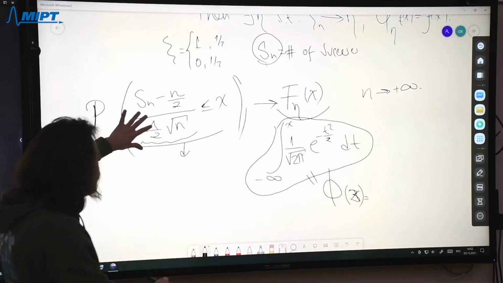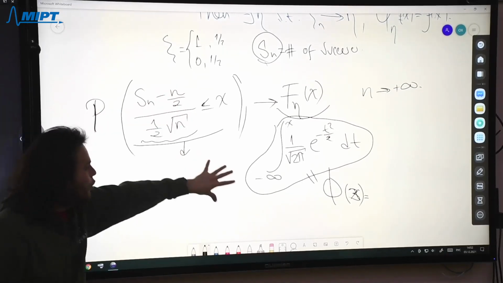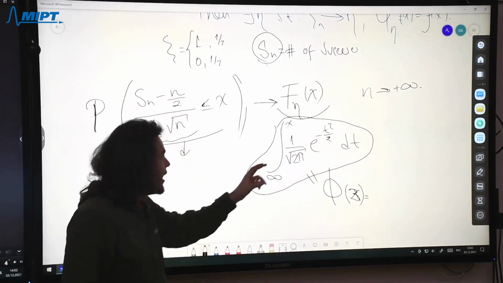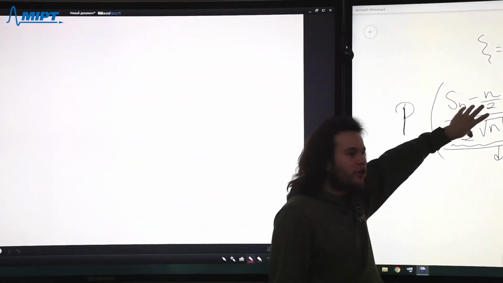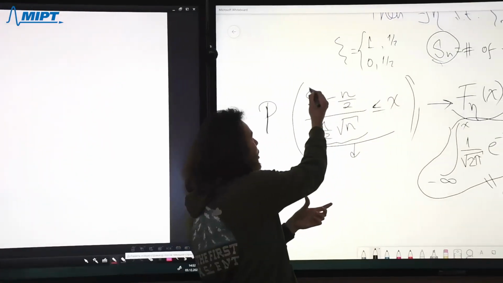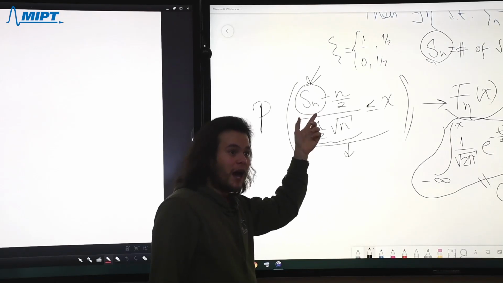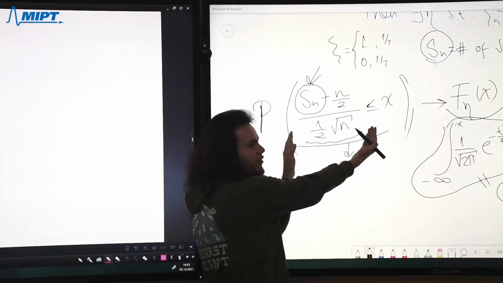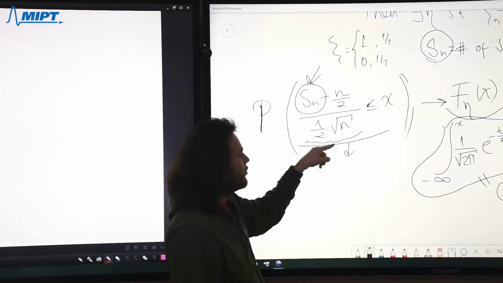So by now we know this. So if we want to find the probability of this, all that we need to do is to find this. Now, do we need this? No, we don't care about this weird random variable. We care about this random variable, right? The number of successes that we have is Sn. Here we don't have the number of successes. We have the number of successes minus n over 2 over this.